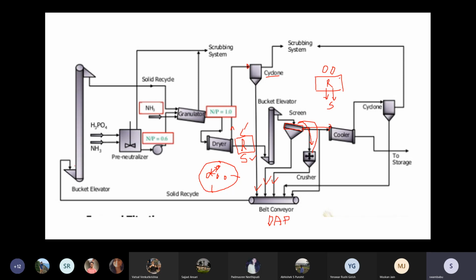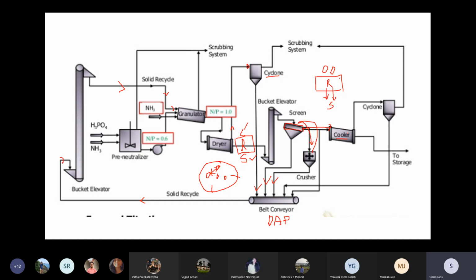So all the particles are introduced again into this granulator, because that is where the wet liquids are coming. You have to make it wet to produce the required size. So again introduced into this granulator. Thus the particles are further cooled down and sent to the storage for supply as diammonium phosphate.